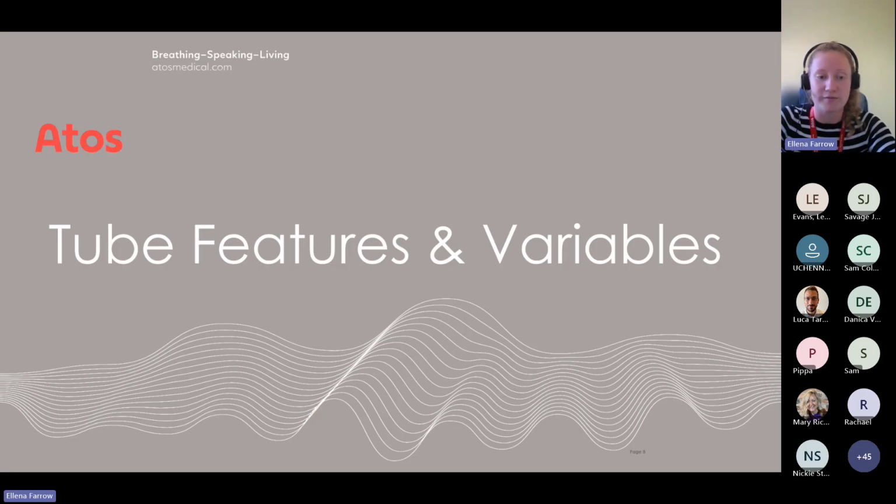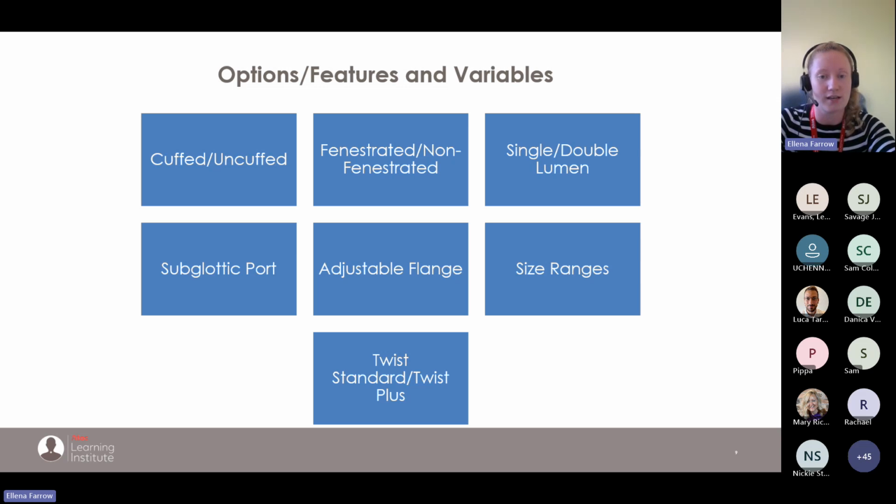So we'll start with tube features and variables. These terms should all look familiar to most people. These are most of the variations that you might see in clinical practice when using tracheostomy tubes. Our main choices tend to be whether a tube is cuffed or uncuffed, single lumen or double lumen. If you work with adult patients, then the vast majority that you're going to see will be double lumen. Whether a tube has a subglottic port or not, and whether tubes are fenestrated or non-fenestrated. And the presence of fenestrations is an option for both the outer cannula and the inner cannula on your tracheostomies, and we'll look at these features in a bit more detail in the next few slides as well.